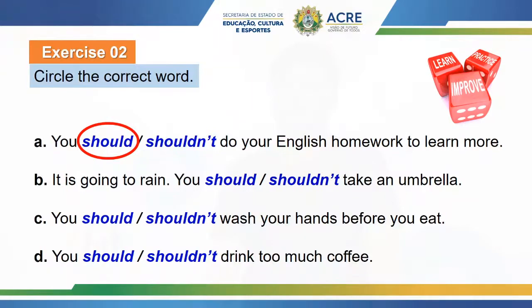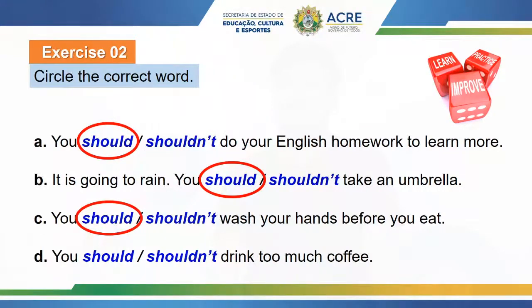Letter B. It's going to rain. You should or shouldn't take an umbrella. So, you should or shouldn't. Remember, it's going to rain. You should take an umbrella. Letter C. You should or shouldn't wash your hands before you eat. You should wash your hands before you eat.